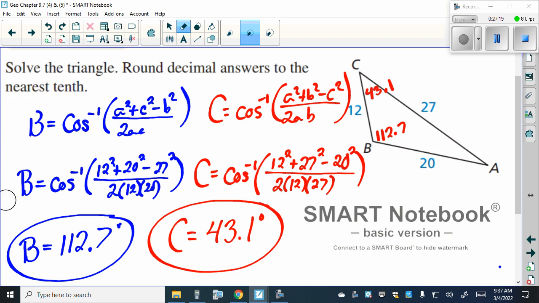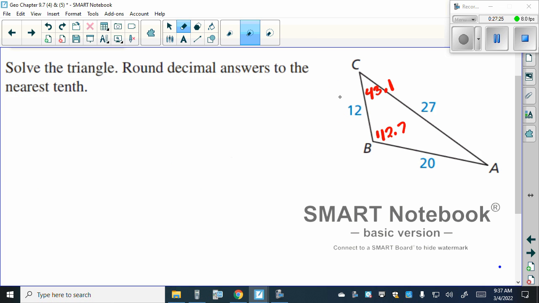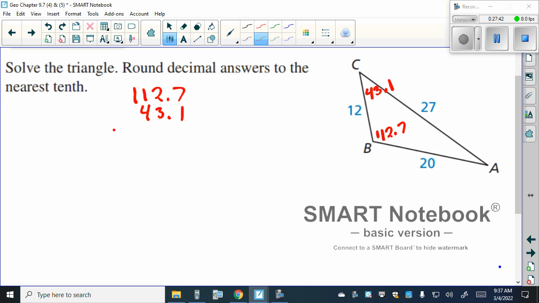Okay. Erase this here. Try again. Now we still need to find angle A. And we could do the exact same thing we did, or we can add these two together and subtract from 180. So 112.7 and 43.1, subtracted from 180.